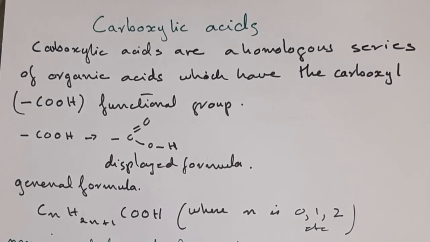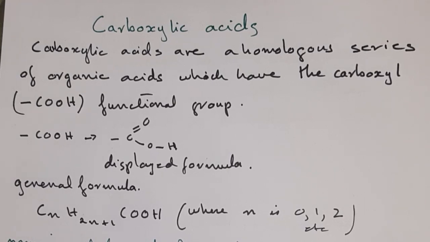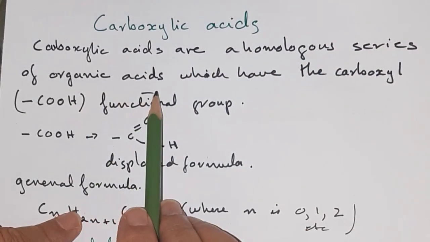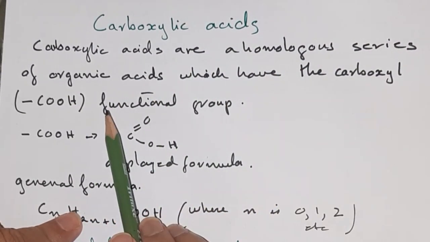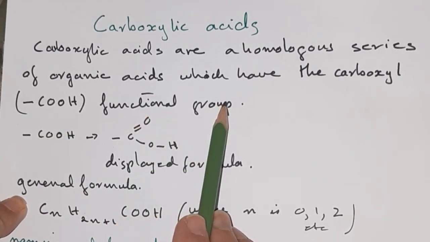Hello viewers, this is your chemistry teacher with a new topic, that is carboxylic acid. You know, as we are doing the series of organic chemistry, we have done few topics of organic chemistry, and now we are going to study carboxylic acids. As you know, carboxylic acids are a homologous series of organic acids which have the carboxyl group, that is COOH functional group.